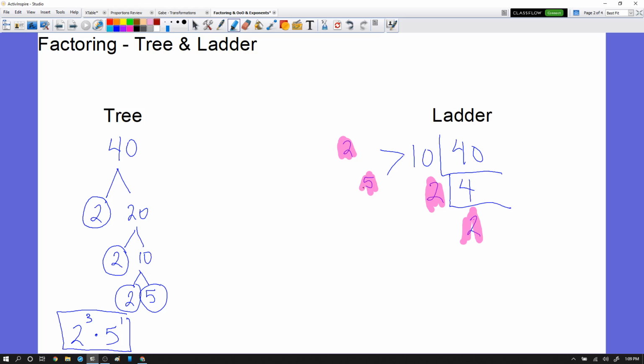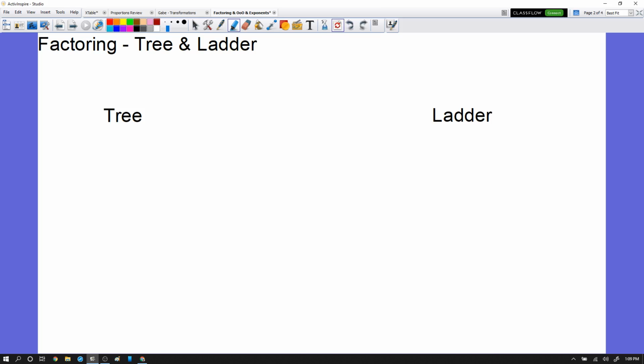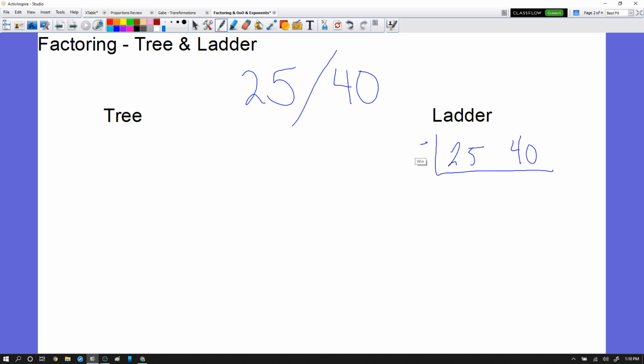So whenever we're talking about trees and ladders, I prefer to use the ladder whenever it comes to, say, 25, like we're dealing with a fraction. Let's say 25 over 40. Now, if we want to deal with two numbers, a ladder is a good way to do it, 25 and 40. We know that numbers that end in 5 or 0 are divisible by 5. Okay, so now we do 25 divided by 5 and 40 divided by 5. 25 divided by 5 is 5. 40 divided by 5 is 8.